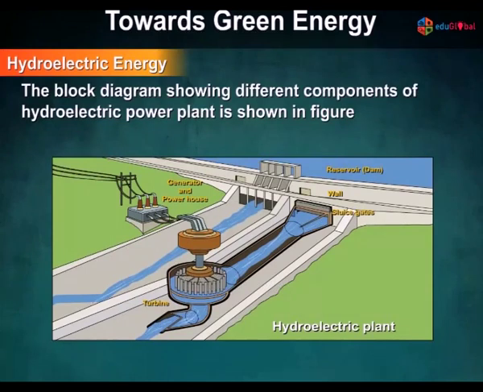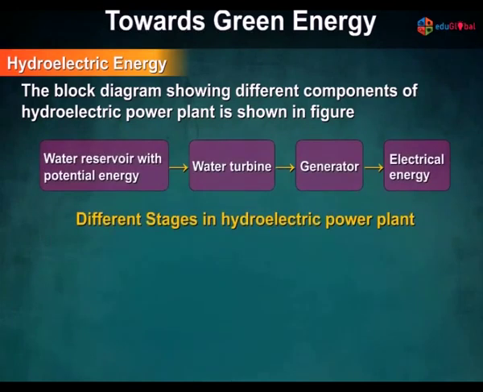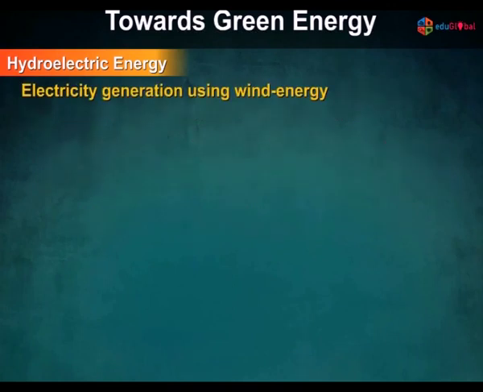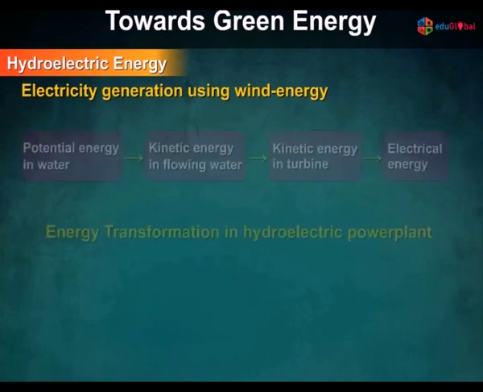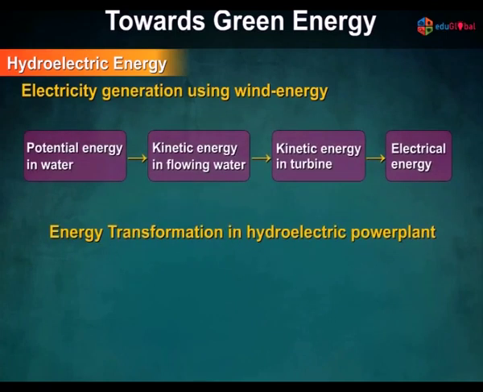The turbine in turn drives the generator to generate electricity. The block diagram showing different components of hydroelectric power plant is shown in figure. Different stages in hydroelectric power plant. Water reservoir with potential energy, water turbine, generator, electrical energy. Potential energy in water, kinetic energy in flowing water, kinetic energy in turbine, electrical energy. Energy transformation in hydroelectric power plant.